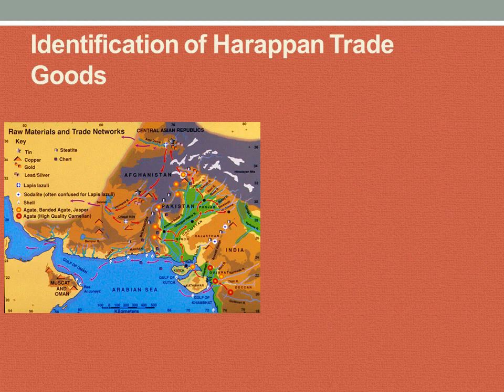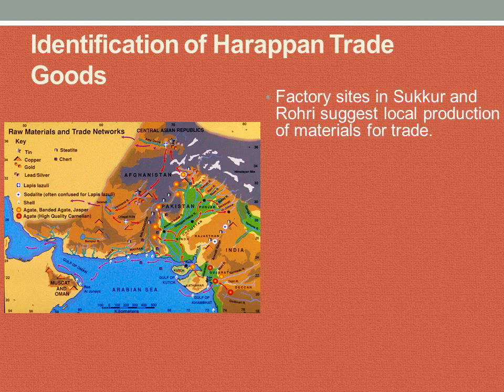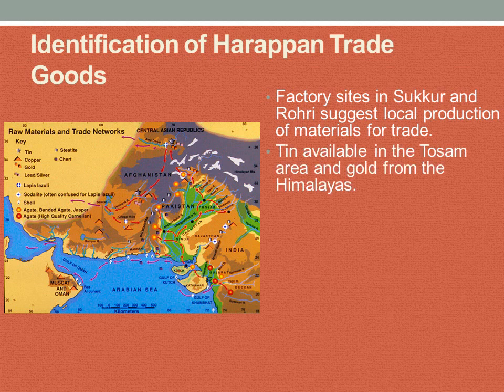Next up we have identification of Harappan trade goods. What were the goods which were the main commodity of exchange, and how were the raw materials for the goods obtained? Factory sites in Sukkur and Rohri suggest local production of materials for trade. So the trade materials were of local production in the Indus Valley Civilization itself.